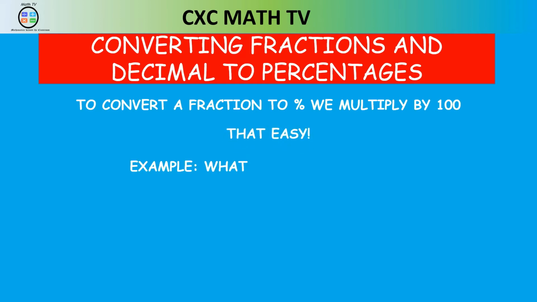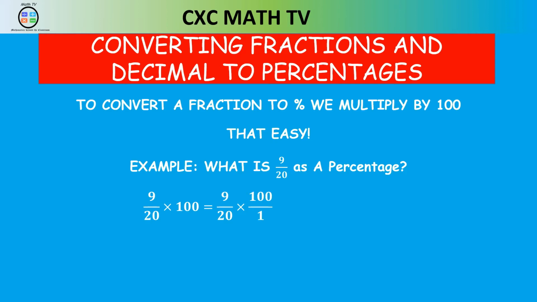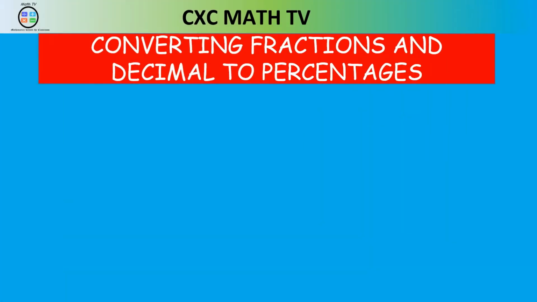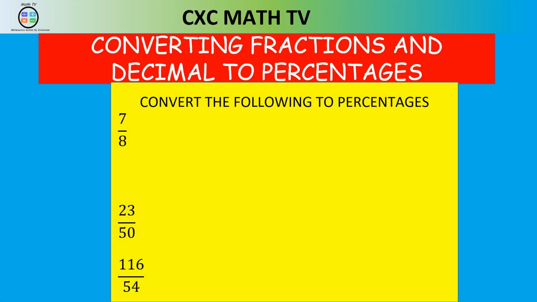Example, what is 9 over 20 as a percentage? So to convert 9 over 20 to a percentage, we just multiply it by 100. 9 over 20 times 100. Remember, how do we do multiplication? We multiply the numerators, 9 times 100, which is 900, and the denominators, 20 times 1, which is 20. That's then equal to 90 divided by 2. 90 over 2 is 45. And so 9 out of 20 is 45%. It is that easy. So go ahead and pause the video and try to convert these to percentages.